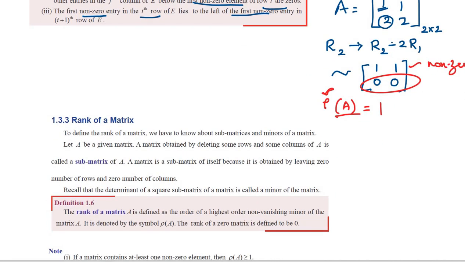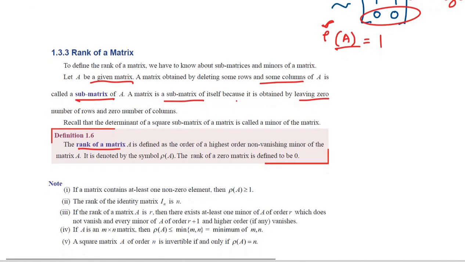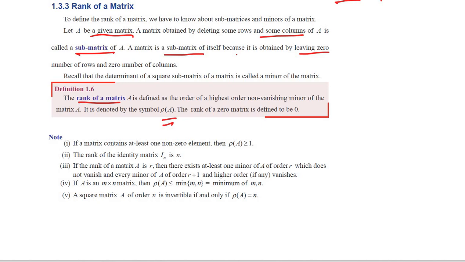So we have some notes here. Let A be the given matrix. A matrix obtained by deleting some rows or columns of the matrix is called a submatrix, and the matrix is said to be a submatrix of itself because it is obtained by leaving 0 rows and 0 columns. Then the definition: the rank of a matrix A is defined as the highest order non-vanishing minor of the matrix, denoted by the symbol rho of A, and the rank of the zero matrix is 0. A note is given: if the matrix has at least one non-zero element, rank of A is greater than or equal to 1.